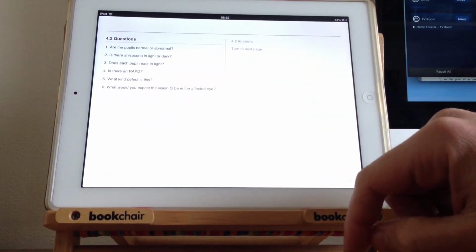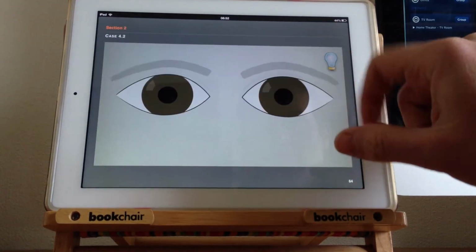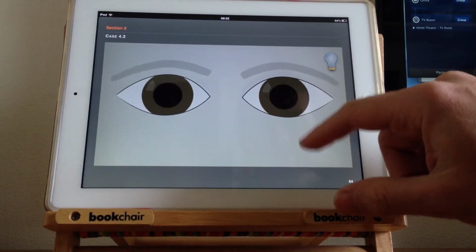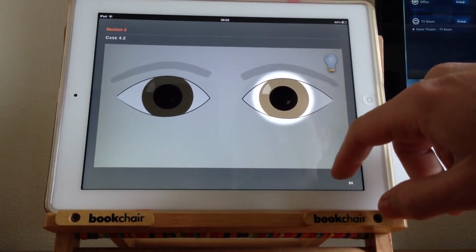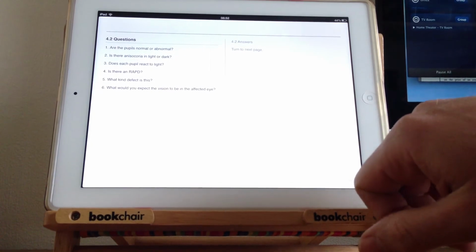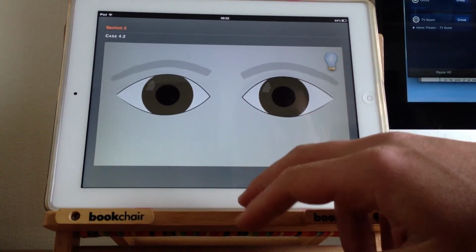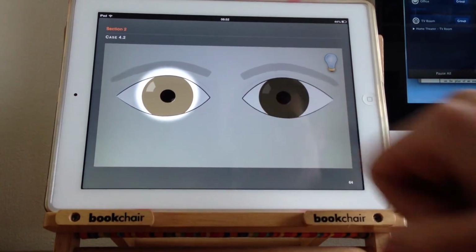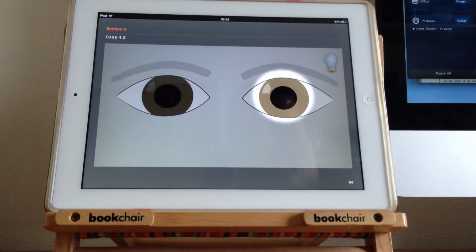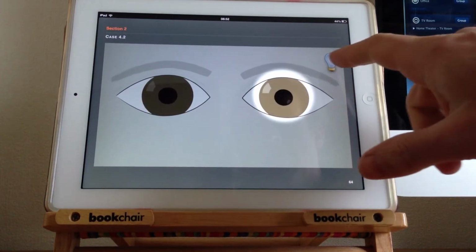Next question is, does each pupil react to light? Well, no, because the left eye doesn't react to light. The patient's on the right hand side, the patient's left eye. Is there an RAPD? Well, sort of, because when we do the swinging light test, it does dilate as you move to that left side, but it's actually not an RAPD because there is no reaction to it.